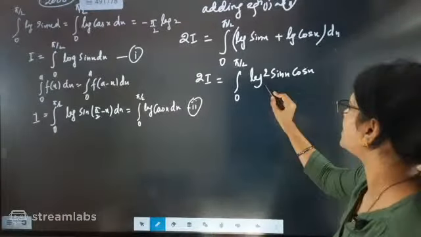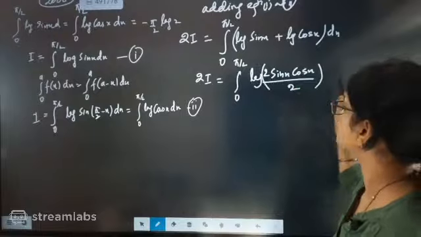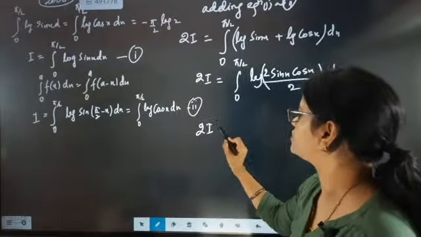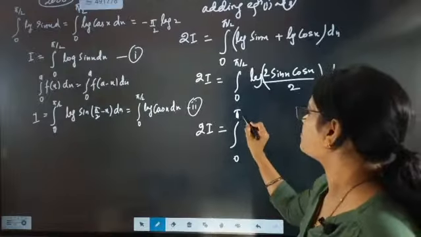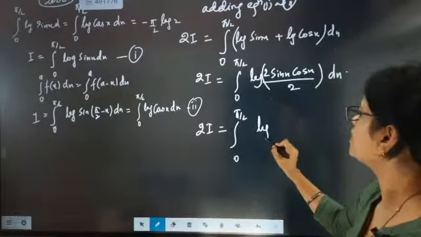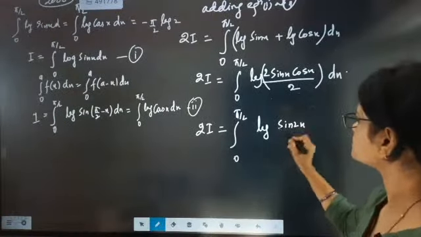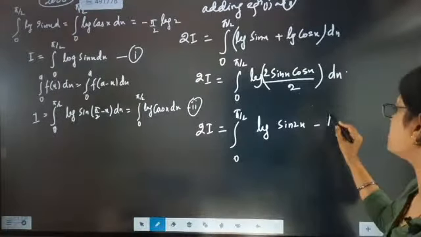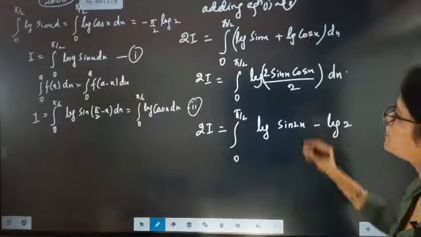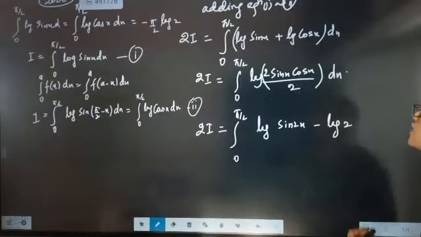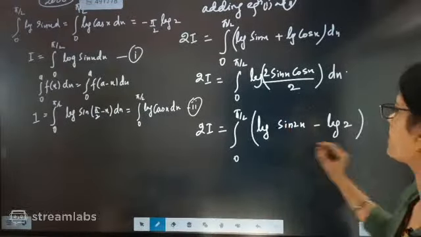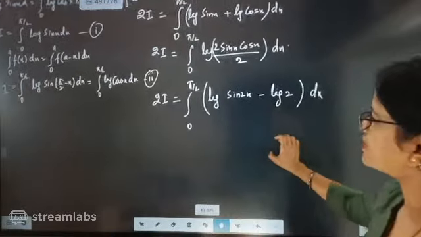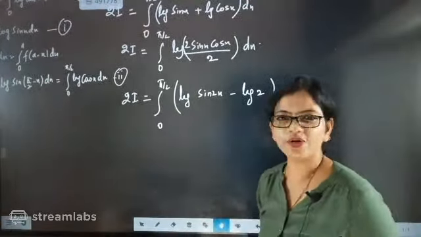So I just want to convert it into a single trigonometric ratio. So I am going to multiply by 2 in the numerator, and in the denominator also I am going to multiply by 2. The limits 0 to pi by 2 will be as they are. This section is log of sine 2x minus log of 2 dx. Log 2 will be there, dx will be there. So now we can split this one, it is ready to get split.